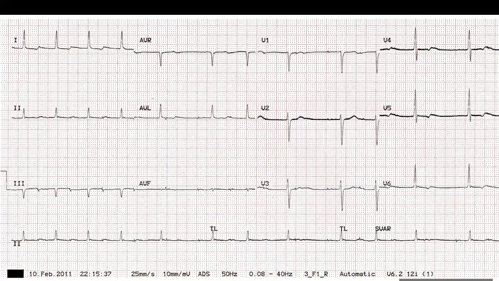Some devices you could program to allow one dropped beat, and even if I have an RV lead, it's allowable to have one beat. So I agree with you. If you get this on an exam, this is a single chamber AAI pacemaker. But in the background, it still could be a dual chamber device. This is most likely a single chamber device.